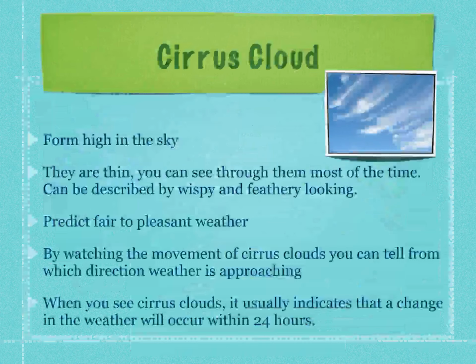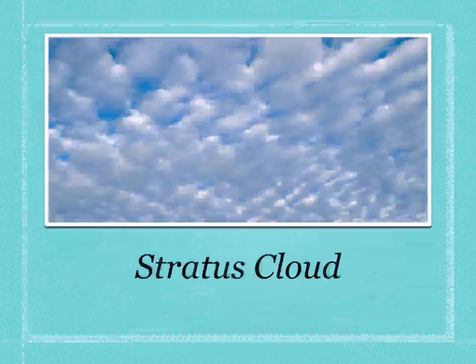Usually when you see these clouds, though, there's going to be a change in weather within the day. So when you see those, usually the weather's going to change at some point. Okay, those are called the cirrus clouds. And the last cloud I'm going to teach you about today is a stratus cloud.